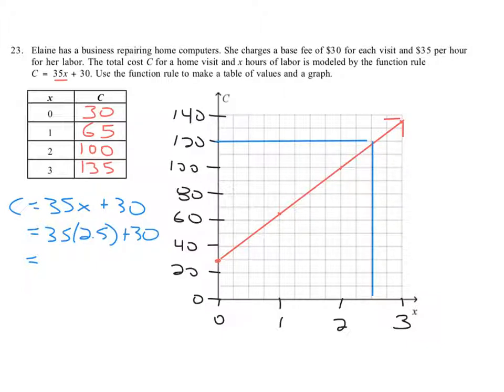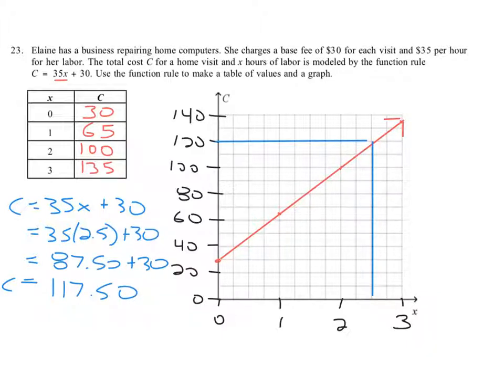Sorry, I went a little overzealous there. I got 87.50 there, plus 30, and 87.50 plus 30, I'm just going to write this and then I'll erase it, would be 117.50. Cost would be 117.50.